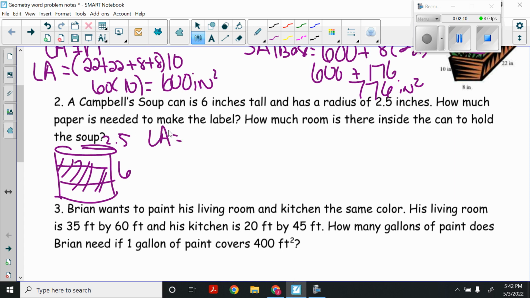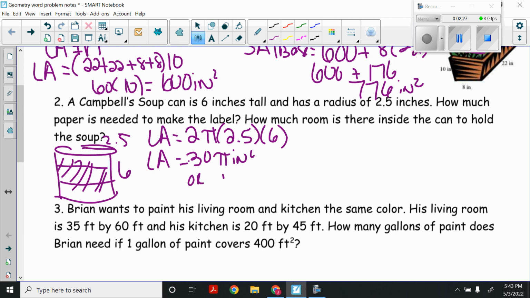The lateral area of a cylinder is 2 pi times our radius, 2.5, times our height. So when I multiply all of that together, I can say it's either 30 pi square inches, or multiply 30 times pi and I get 94.2 square inches.